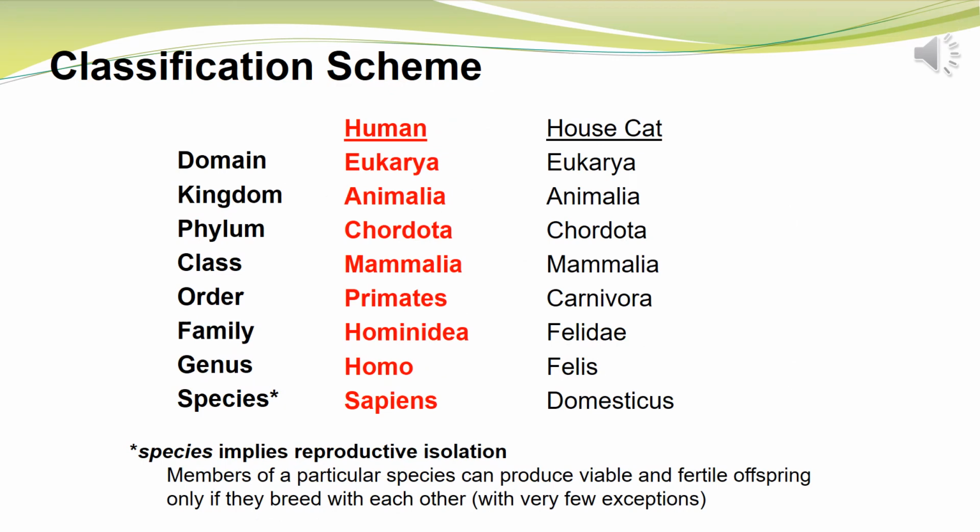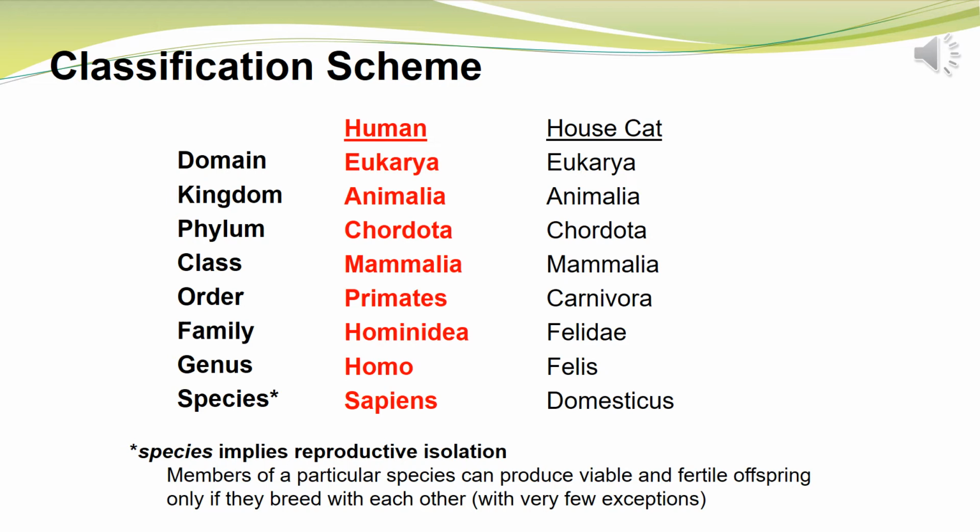Here's the classification scheme for the human species as compared to the house cat. We're both in domain Eukarya, we're both in kingdom Animalia, we're both in phylum Chordata, which includes all animals that have a definable backbone. We're both mammals, so we're in the class Mammalia. We're in different orders though. Humans are primates, house cats are Carnivora. Different families, of course. Humans are in Hominidae and cats are in Felidae.